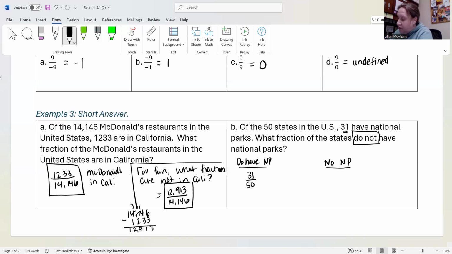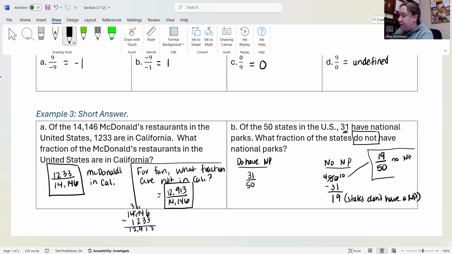So we know of the 50 states, 31 have parks, so how many don't? Well, I can't take 1 from 0. I do need to subtract here, but I can't take 1 from 0. So 5 becomes 4, 0 becomes 10. 10 minus 1 is 9. 4 minus 3 is 1. So that tells me 19 states don't have a national park. So now let's write that as a fraction. So we would say 19 out of 50 states have no national park.